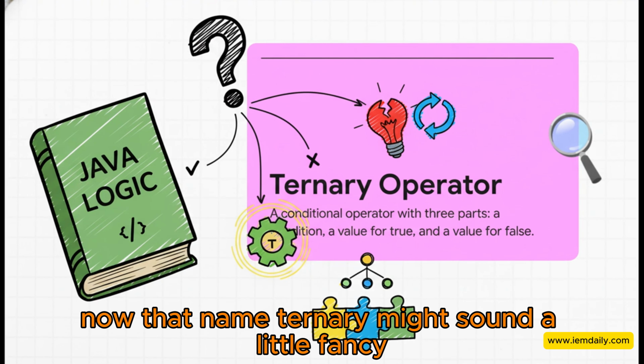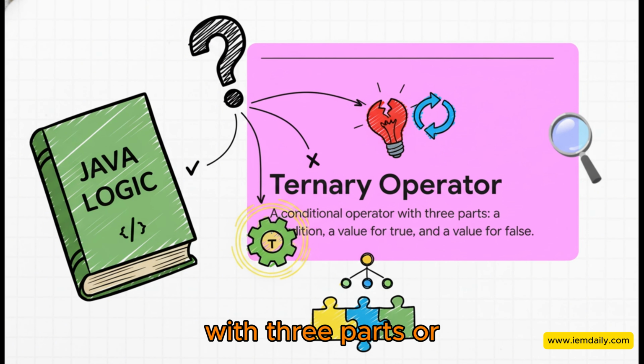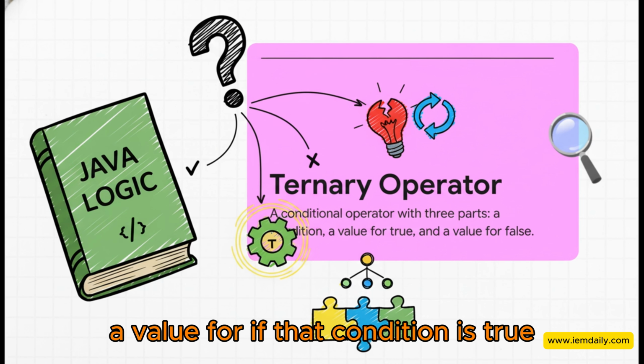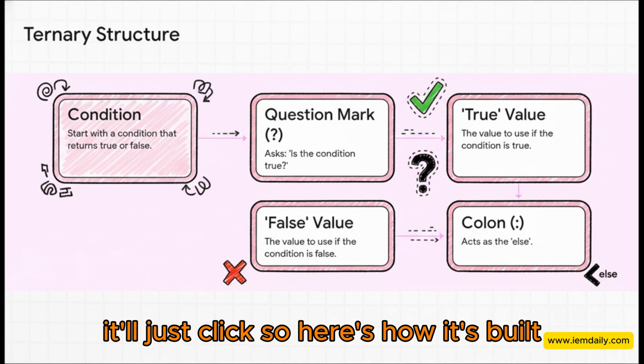Now that name, ternary, might sound a little fancy, but don't let it fool you. All it means is that the operator works with 3 parts, or operands. You've got your condition to check, a value for if that condition is true, and a value for if it's false. That's the whole shebang. Okay, so the syntax can look a little strange the first time you see it, I get it. But I promise, once we break it down, you'll see how completely logical it is. It'll just click.